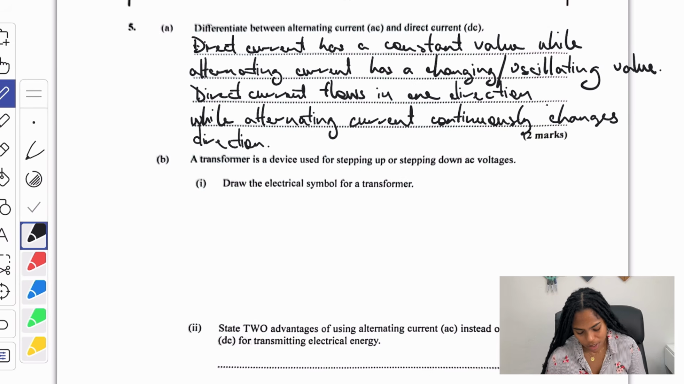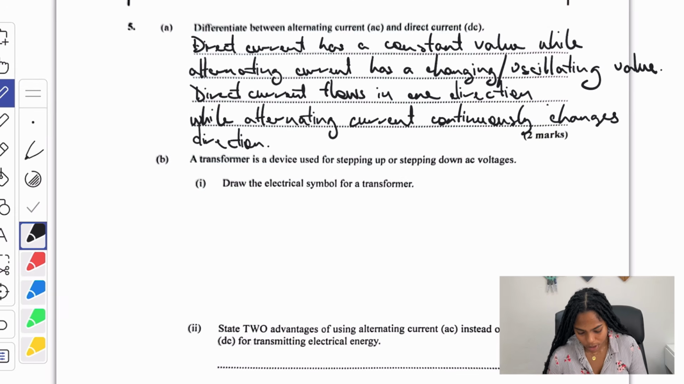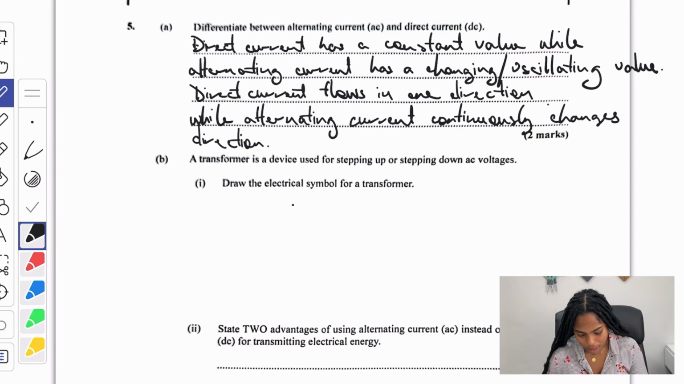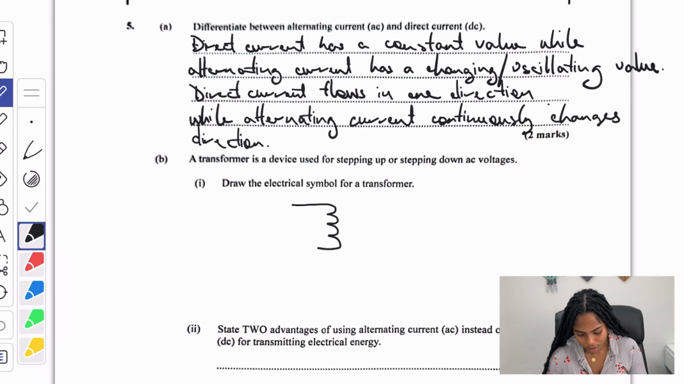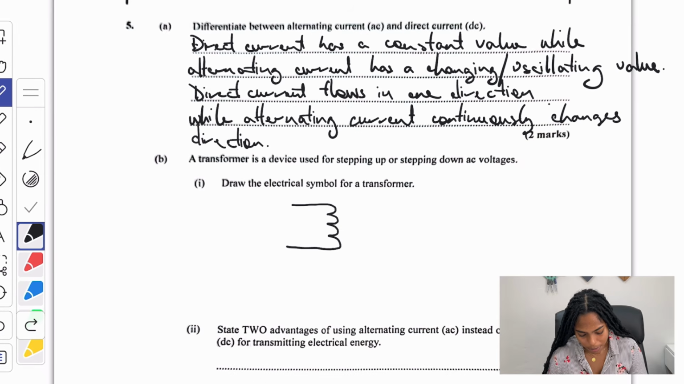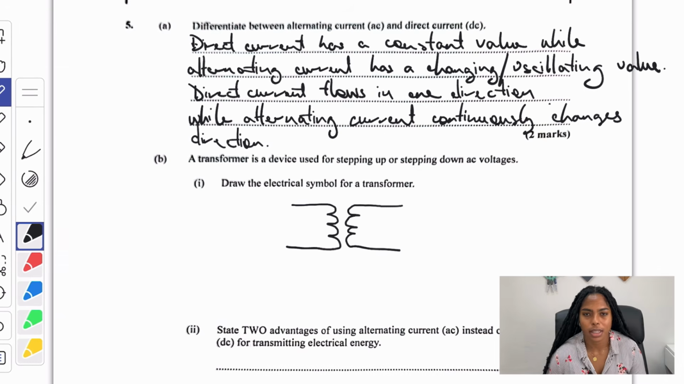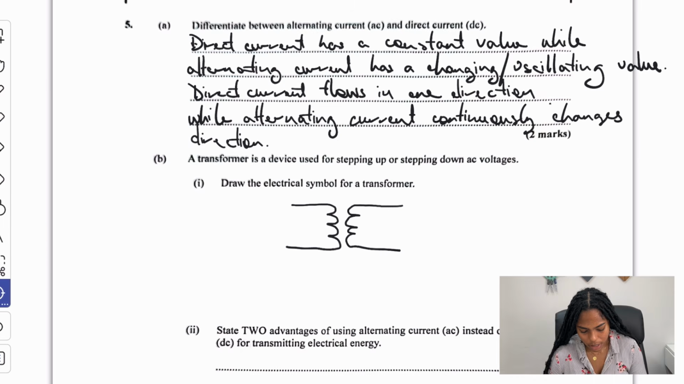Now, a transformer is a device used for stepping up or stepping down AC voltages. Draw the electrical symbol of a transformer. So my drawing is going to be horrible, just keep that in mind. Mine always looks kind of like fingers, or maybe like toes, I don't know. But something essentially that looks like this. This is representative of the primary coil, secondary coil.